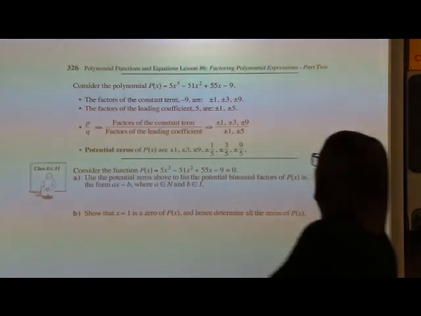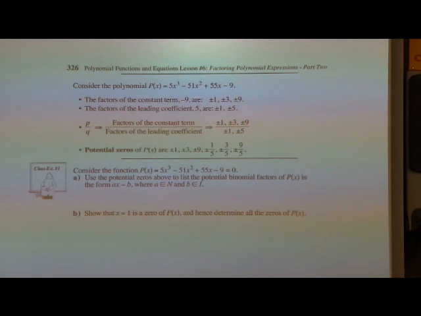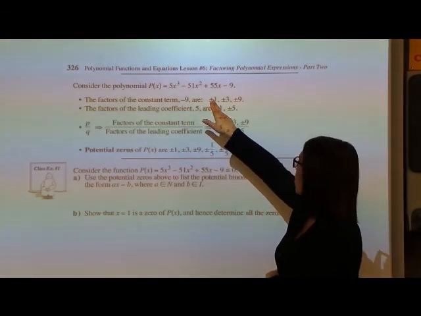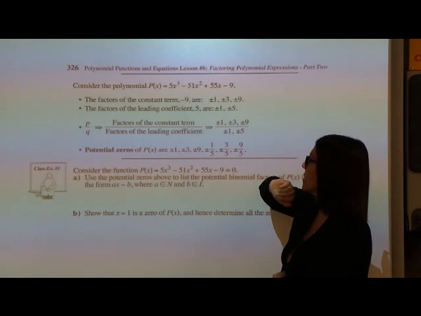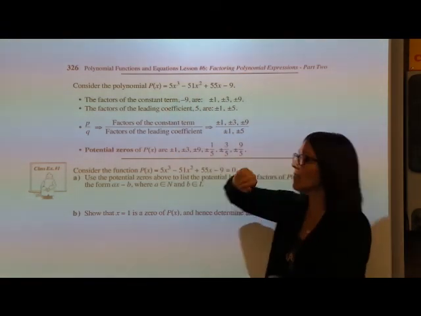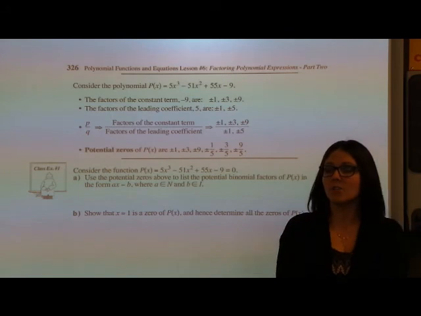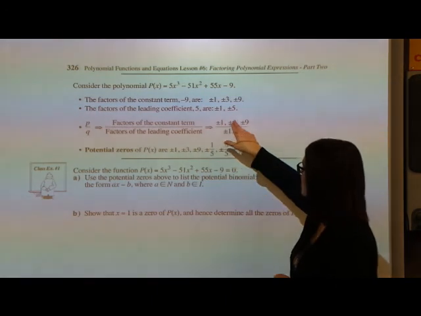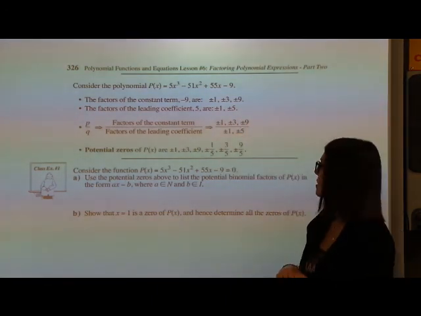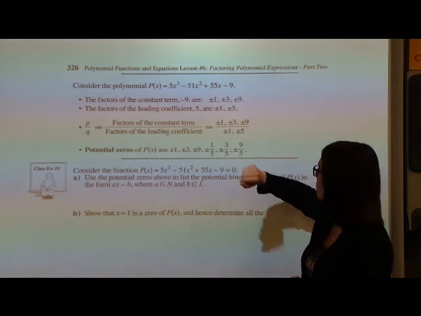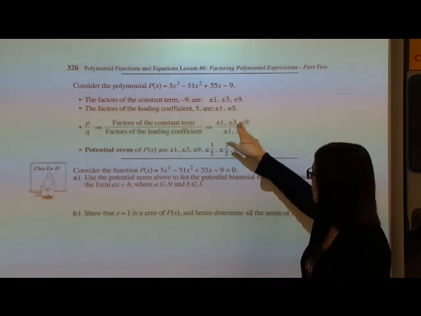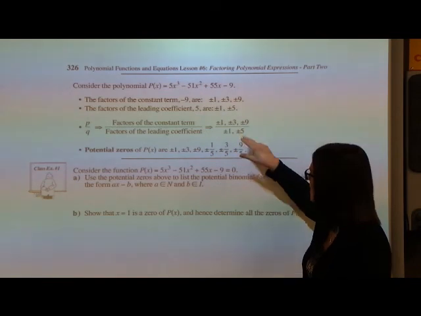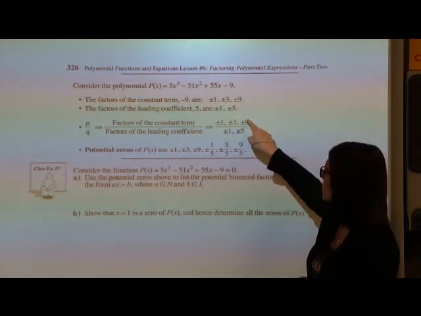So if I look at the following page with the polynomial 5x cubed minus 51x squared plus 55x minus 9. If I look at all the factors of the constant term, I've got 1, 3, and 9, positive or negative. The leading coefficient of 5, the factors are 1 and 5. So then my zero, p over q, is factors of the constant term over factors of the leading coefficient. So this could give me positive or negative 1, positive or negative 3, positive or negative 9, positive or negative 1/5, 3/5, or 9/5.